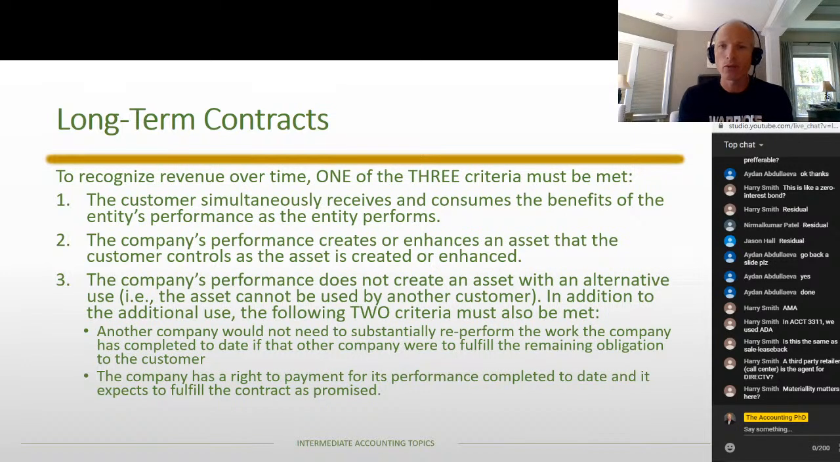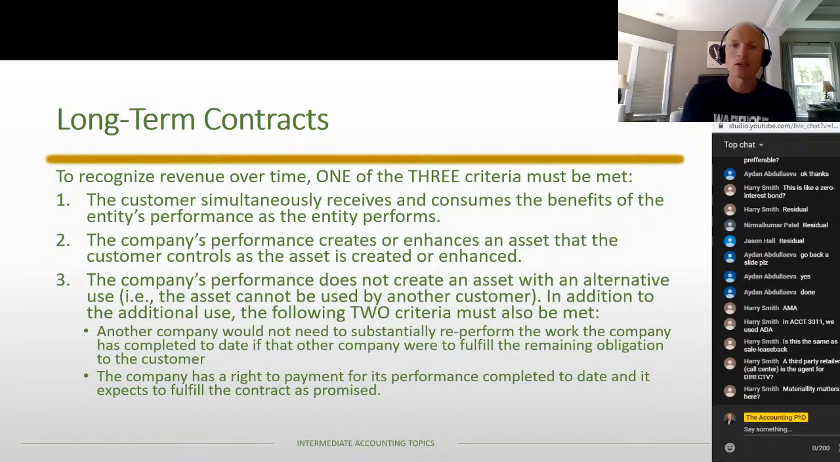But three, am I creating an asset with an alternative use? In other words, could I take this roundabout that I'm building in Waxhaw and sell it to somebody else? No, I can't do that. But have I also met these two other criteria? In other words, if I'm working and all of a sudden I stop, would somebody else have to substantially reperform the work that I've already done? Probably not. If I've prepared the ground but I haven't done anything else, they're not going to have to come in and re-prepare the ground.